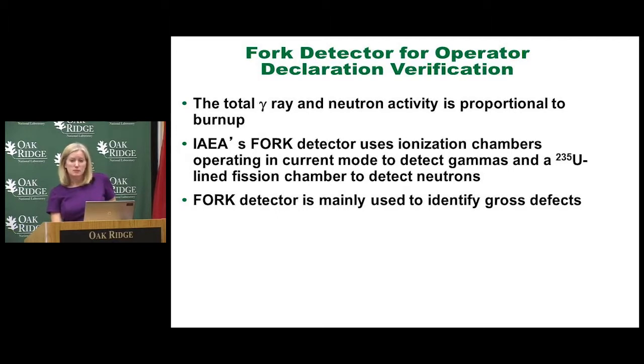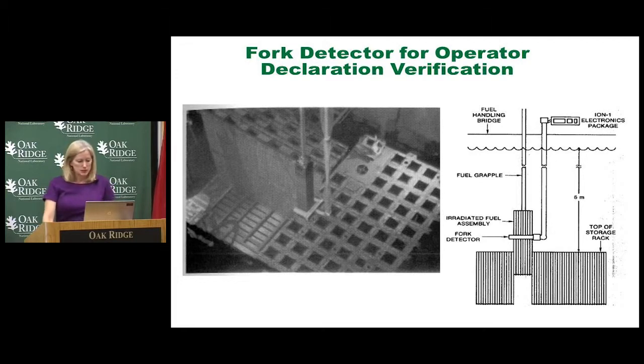So this is mostly to determine gross defects. So they can get a general idea of whether the operator declarations are accurate to within, say, 10%, and then it's a comparison between fuel assemblies. All the assemblies that are from the same reactor and burned the same should all look the same, basically, to the fork detector.